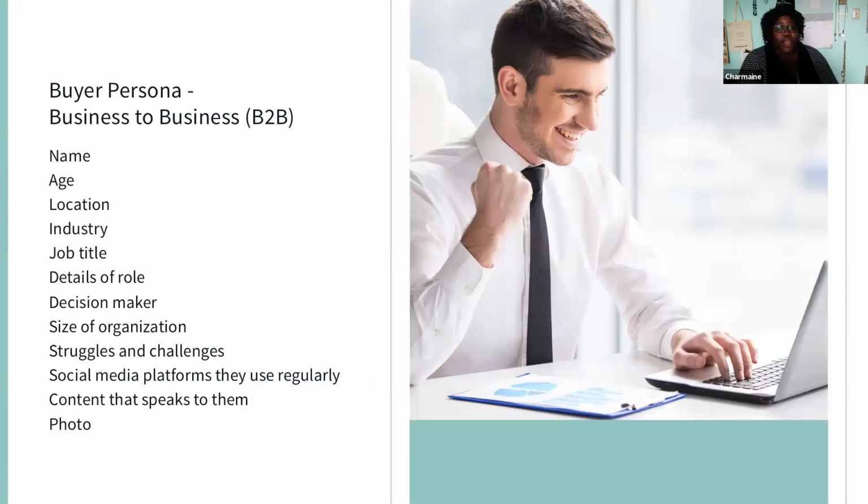Another type of buyer persona is business to business, so B2B. It's kind of a similar structure for trying to outline who they are, the demographics and their habits. So name, age, location, but you want to also include what industry they're in, what job title they might have, because if you are someone who is selling to other businesses, there are certain people with different roles that you want to approach to buy from you or work with your business in some way.